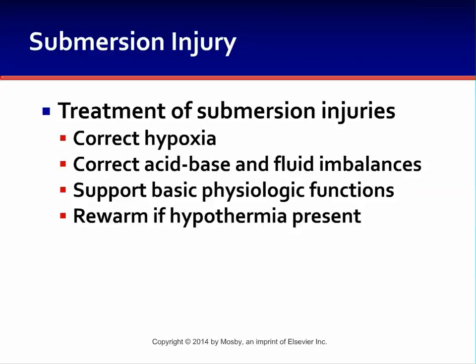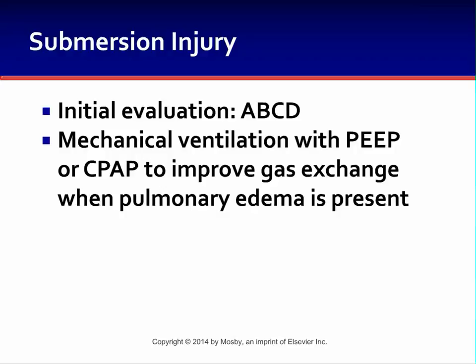Treatment of submersion injuries includes correcting hypoxia, correcting acid-base and fluid imbalance, supporting basic physiologic functions, and rewarming if hypothermia is present. Table 69-10 lists other interventions. The initial evaluation is ABCD, with mechanical ventilation with PEEP or CPAP to improve gas exchange when pulmonary edema is present. Ventilation and oxygenation are the primary techniques for treating respiratory failure. Mannitol or furosemide, Lasix, is used to decrease free water and treat cerebral edema.